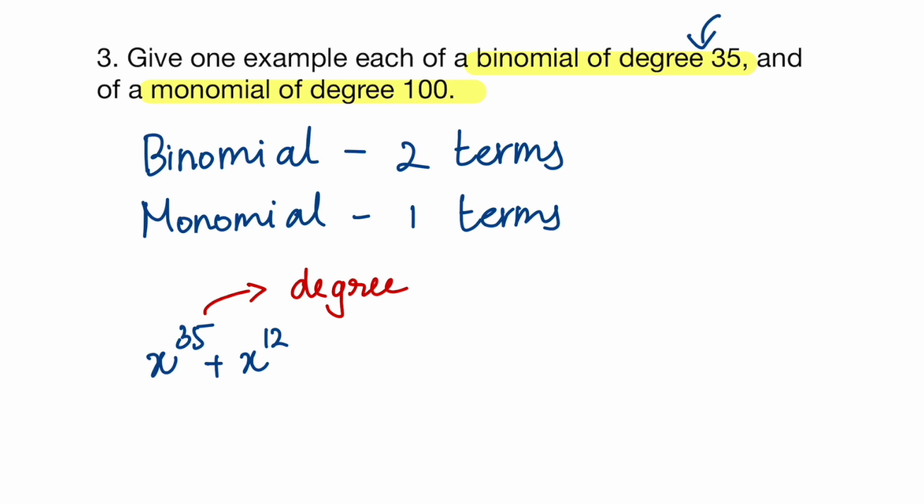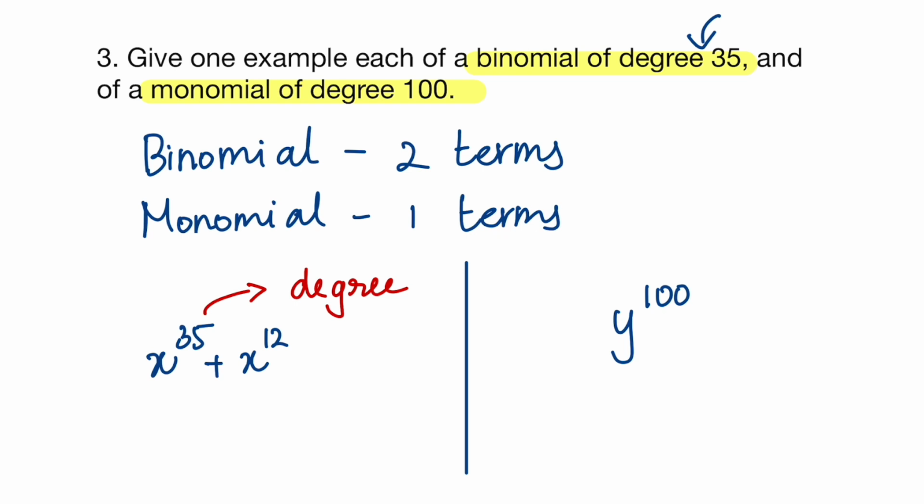Now the second example that they want is a monomial of degree 100. Okay, so monomial is basically a single term, right? So it should have only one term. Let us take y power 100. This is a monomial because it has only one term, and the degree is of course 100 because that is the only term here and it has the power of 100, right?